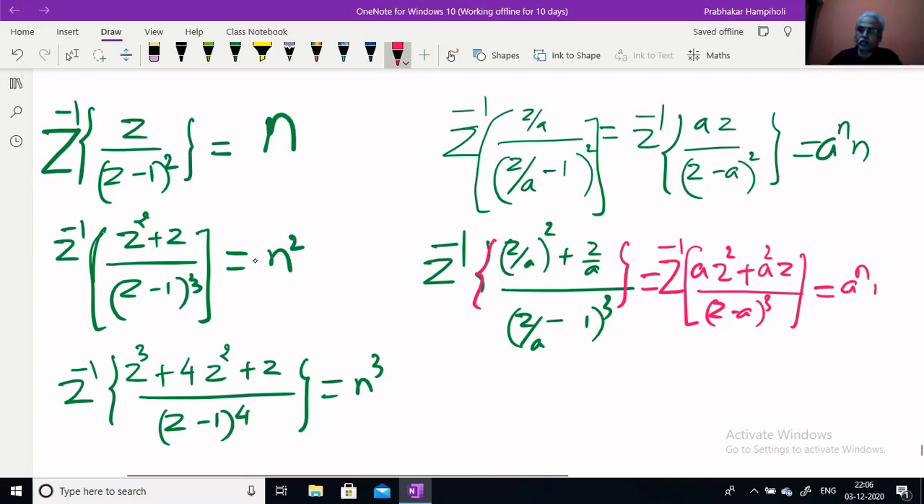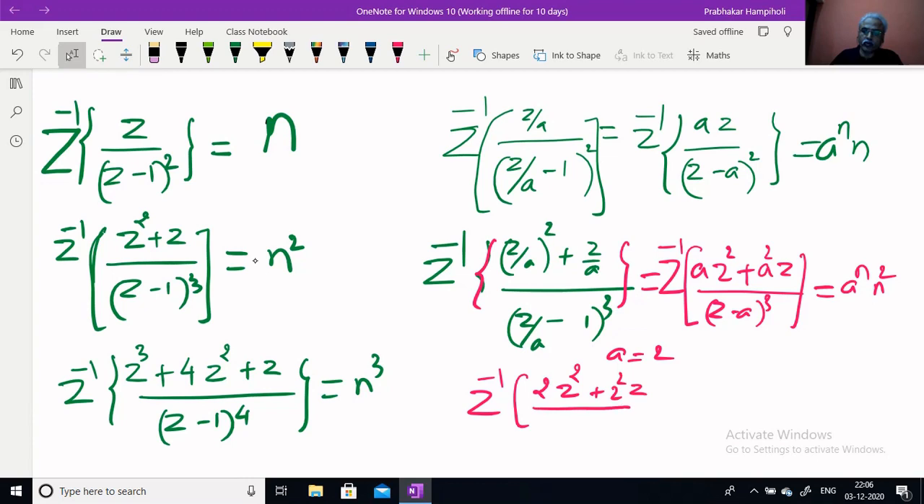So dear children, using a equal to 2, suppose, can you tell me Z inverse of 2z square plus 2 square z whole divided by z minus 2 whole cube?